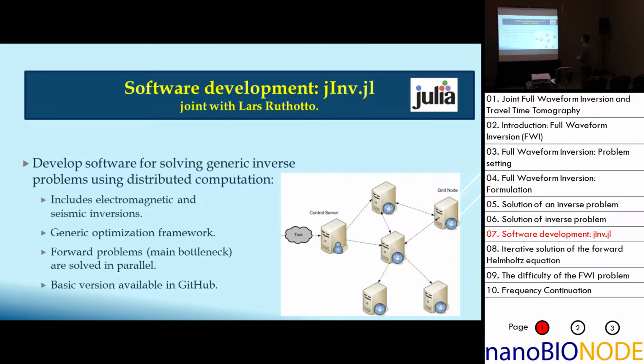To deal with this problem, we've got a software written in Julia, and this is joint work with Lars. He talked about it yesterday. It includes electromagnetic and seismic inversions. This is done in distributed computations. It's a generic optimization framework that basically does the forward problem solves in parallel, which are the main bottleneck of this whole inversion. And the basic version of this software is available in GitHub.